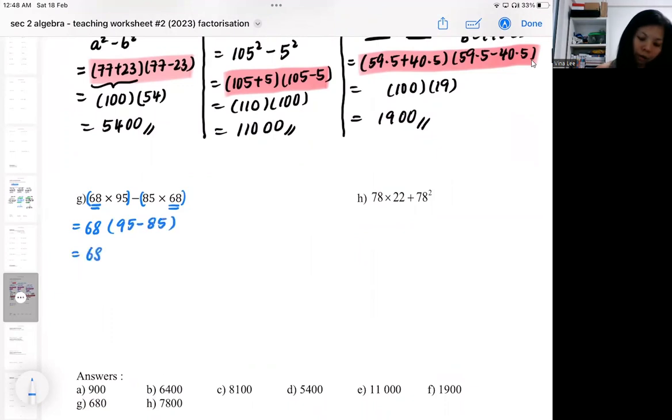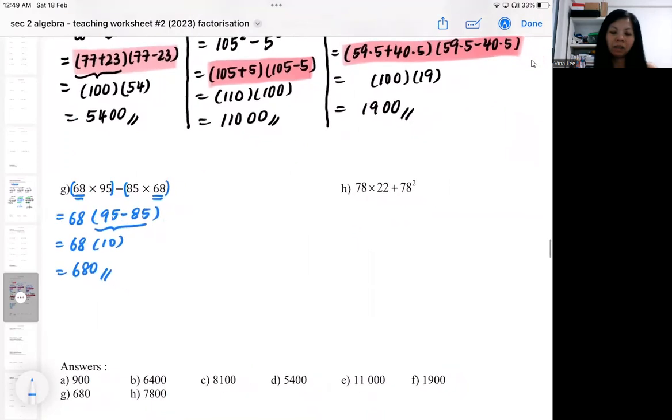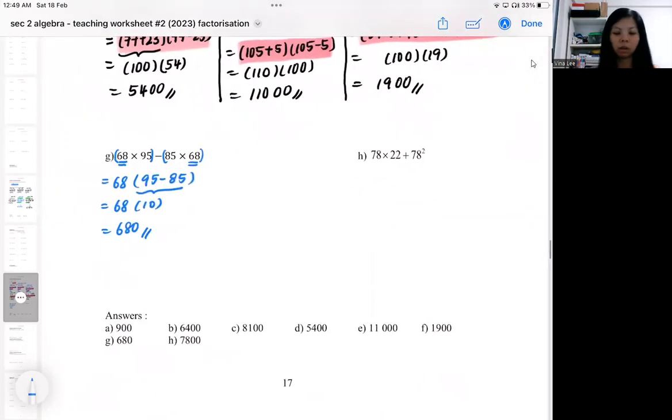And this actually gave you a nice number, 10. So without punching calculator, I can mentor. So this G and H, I'm actually not using the formula, but it's still application of factorization because I take out common factor. Same for H.